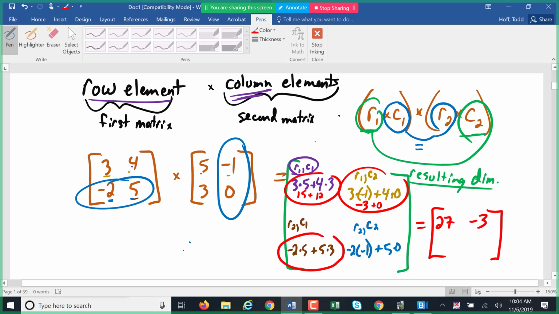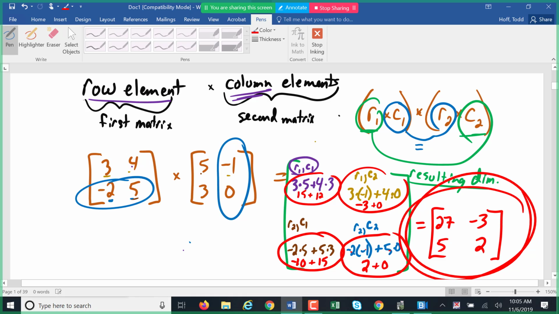Row 2, column 1, -2 times 5 is -10. Plus 5 times 3 is 15. -10 plus 15 is 5. And in row 2, column 2, -2 times -1 is 2. 5 times 0 is 0, so 2 plus 0 is 2. There's the resulting matrix from that multiplication.